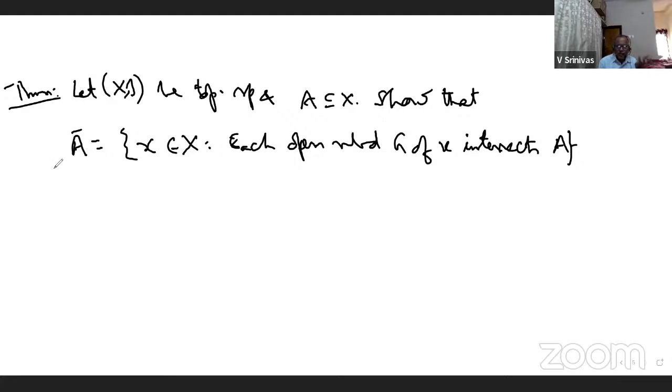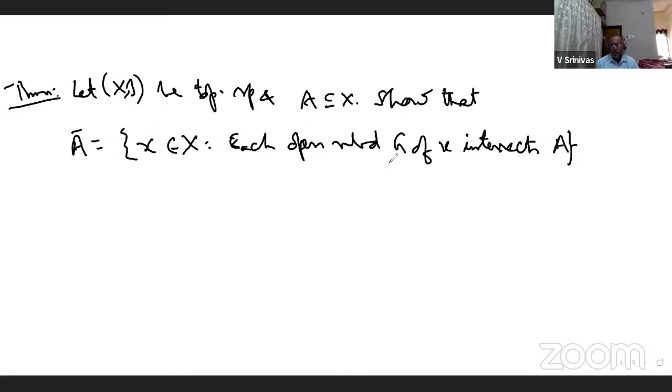We defined the closure of A to be the intersection of all closed supersets of A. This gives another equivalent form of the closure of A. The closure of A becomes the set of all points small x for which each open neighborhood G of x intersects A. If for this small x every open neighborhood G intersects A, you collect that x here.